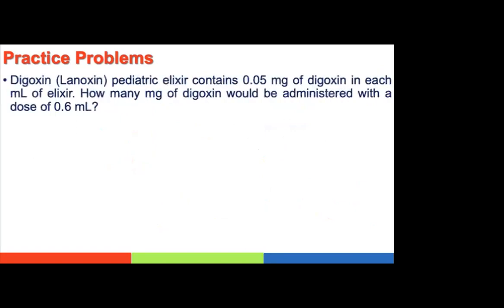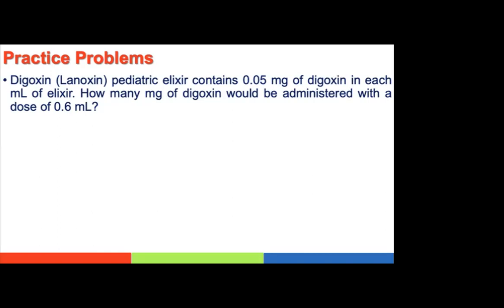Okay, next. Digoxin or Lanoxin pediatric elixir contains 0.05 milligram of digoxin in each ml of elixir. How many milligrams of digoxin would be administered with a dose of 0.6 ml? Oh, what's the answer? Let's be quick now. Even if you don't write your solution now, you can compute it directly using your calculator.